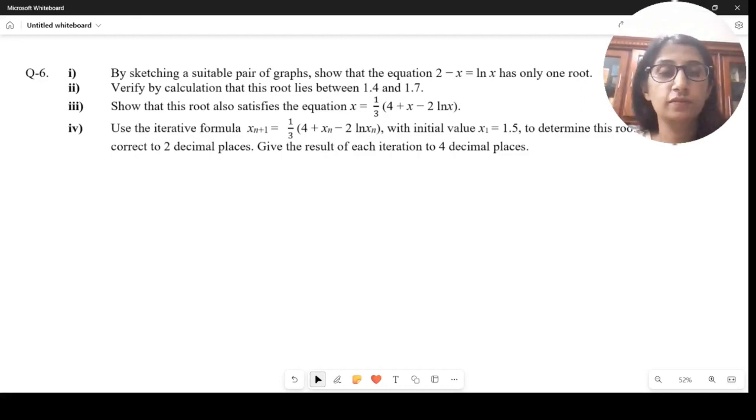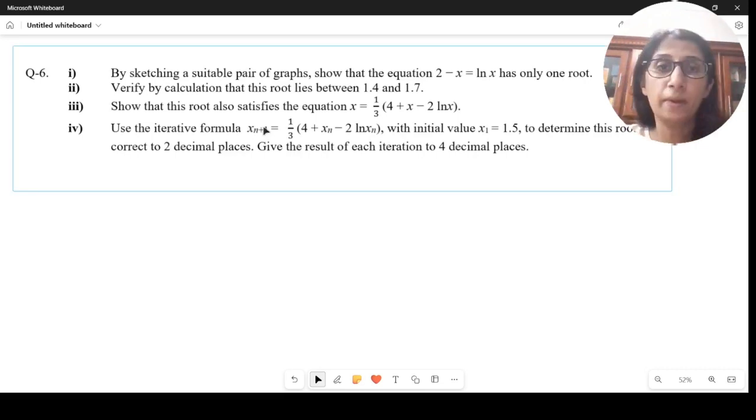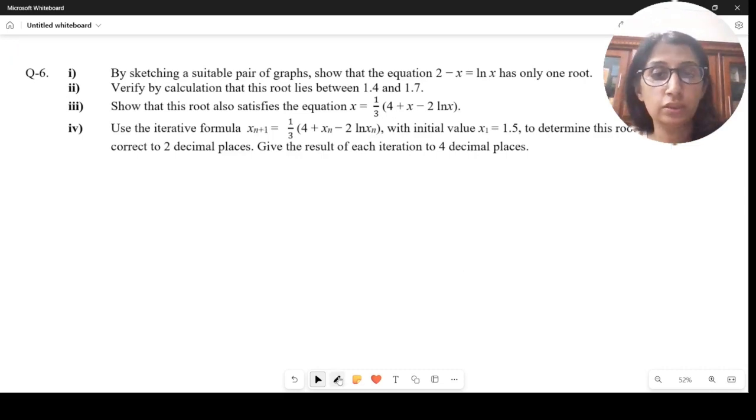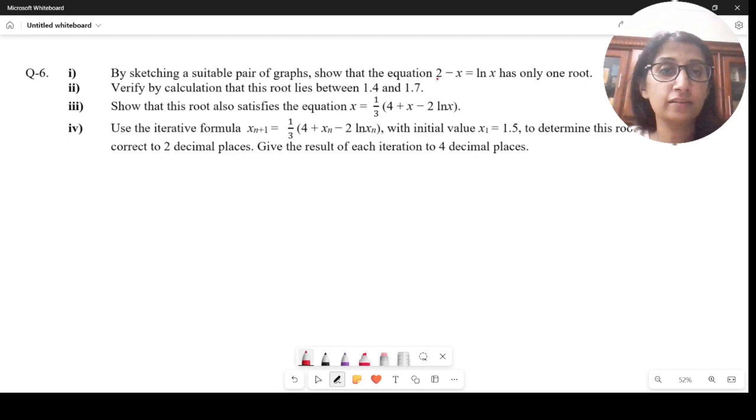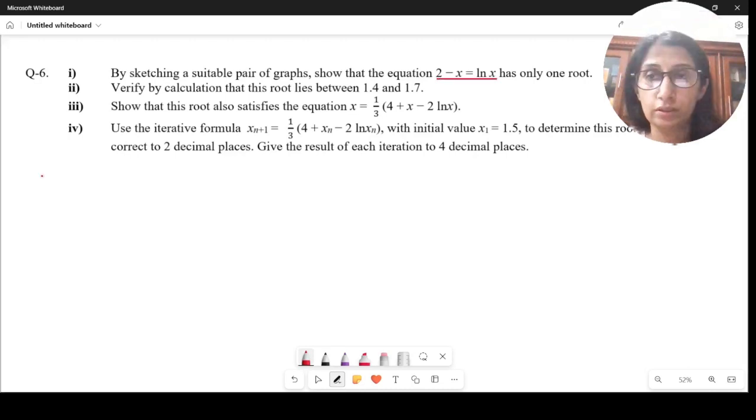Question number 6 of the numerical methods worksheet, also known as iterative methods. It says, by sketching a suitable pair of graphs, show that 2 minus x equals ln x has one root. All right, part 1.